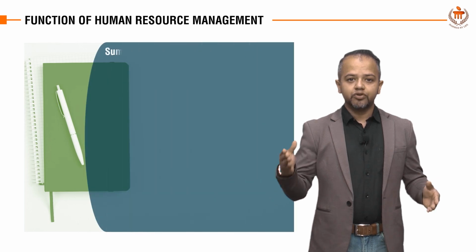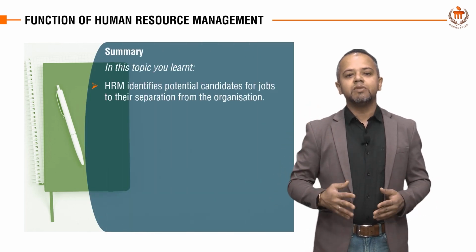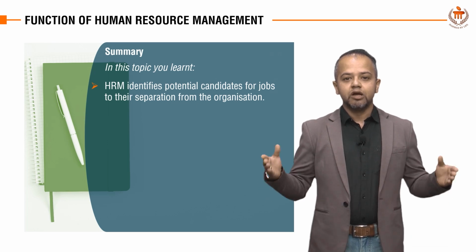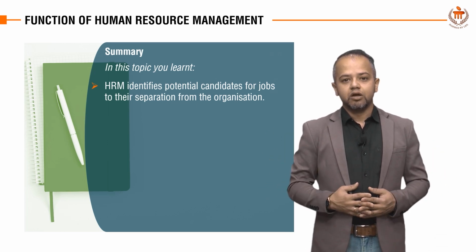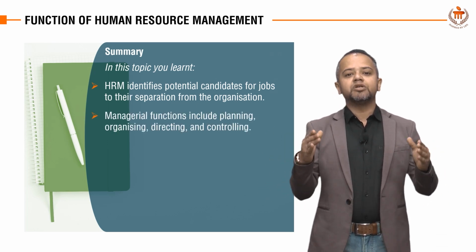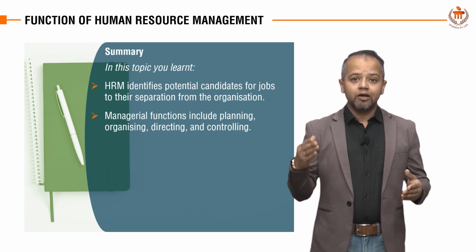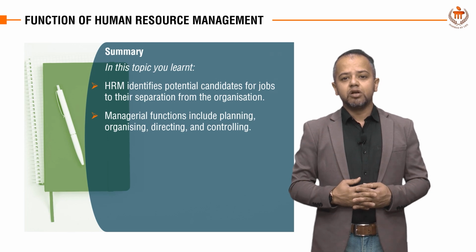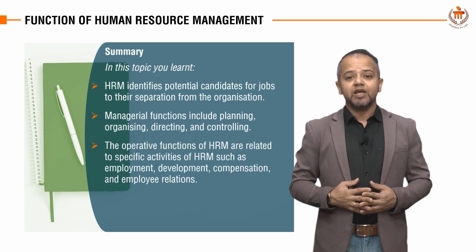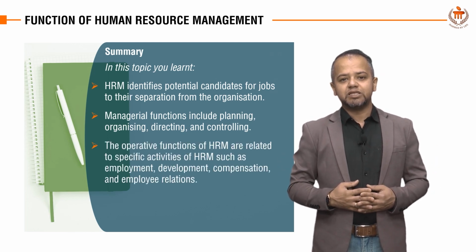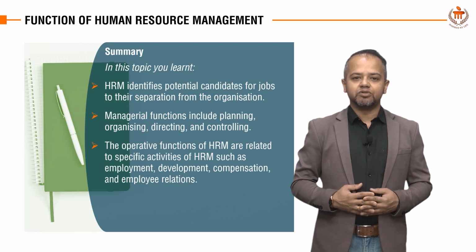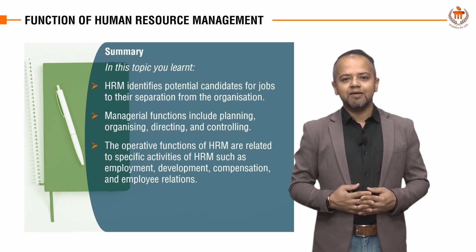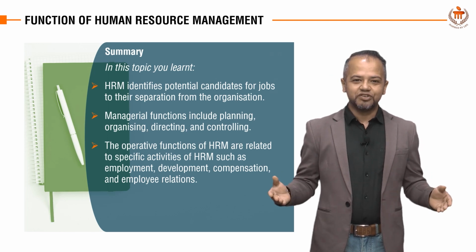In this topic, you have learned about HRM, from identifying potential candidates for jobs to their separation from the organization. We have also learned that managerial functions include planning, organizing, directing, and controlling. We have also learned that the operative functions of HRM are related to specific activities of HRM, such as employment, development, compensation, and employee relations. That's all for today.